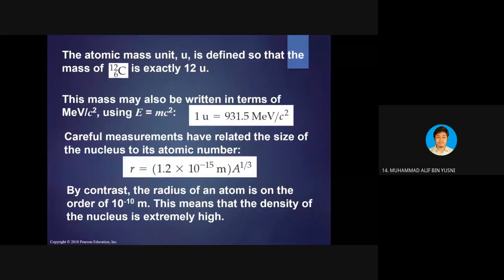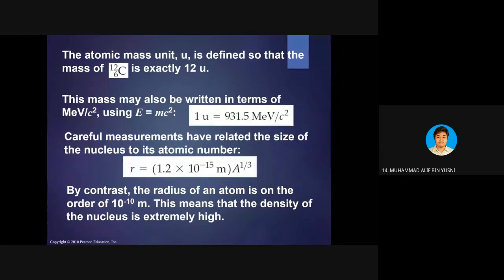Okay, the atomic mass unit u is defined so that the mass of carbon 12, 6 is exactly 12 u. We use the atomic mass unit because the kg is a very large unit, so we make it smaller by using this atomic mass unit. This mass may also be written in terms of MeV over c squared. It comes from E equals mc squared. So you get 1 u equals 931.5 MeV over c squared.